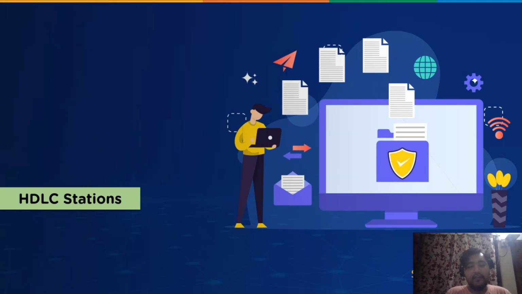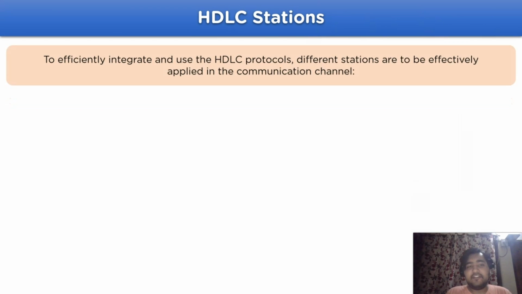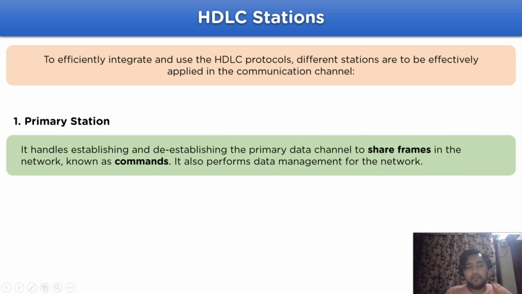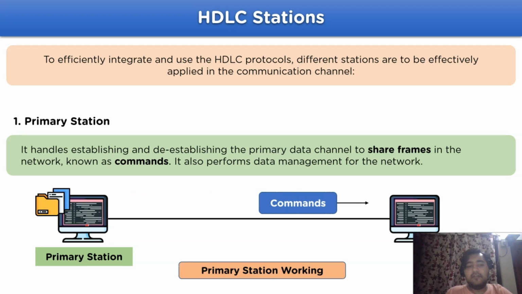Moving on, we have the different types of HDLC stations available. HDLC stations can efficiently be differentiated into three different types, where the first type is primary station. This station handles the establishing and disestablishing of the primary data channel to share different frames in the network channel, known as commands. It also performs the data management for the network.